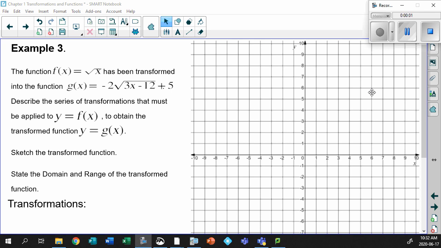All right, so let's start looking at this transformation idea on a graphic level.